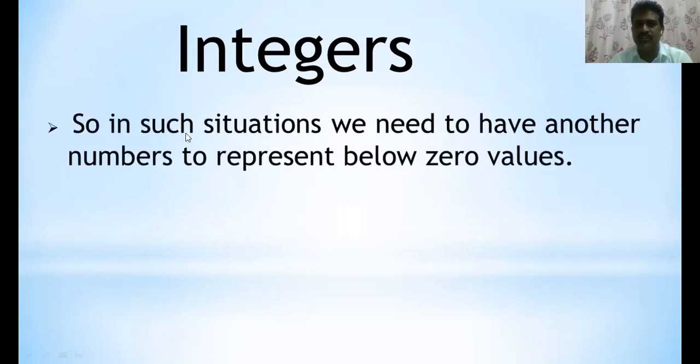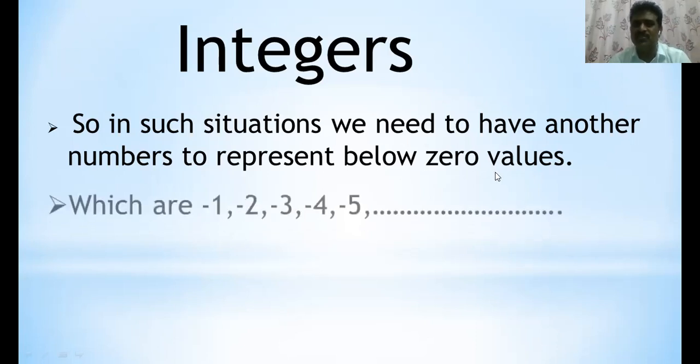So in such situations, what are those situations? If it's very cool, if it's below 0 degree, it's not even 0, before 0, less than 0, we need to have another numbers to represent below 0 values. Isn't it? We should have another number. Otherwise, how will you measure that coolness? So below 0 values, what are those?